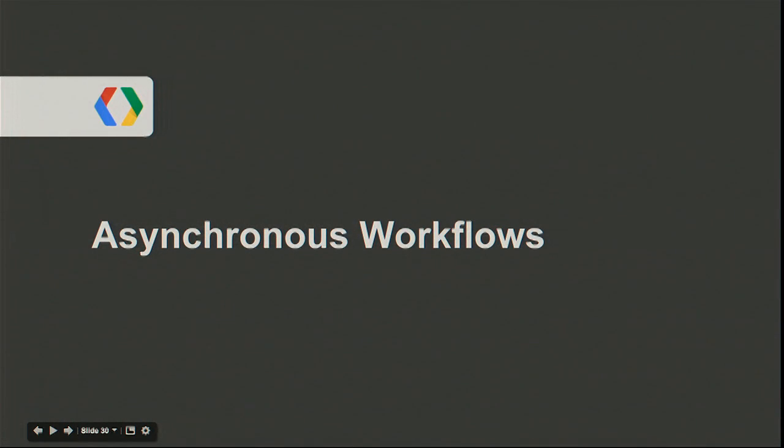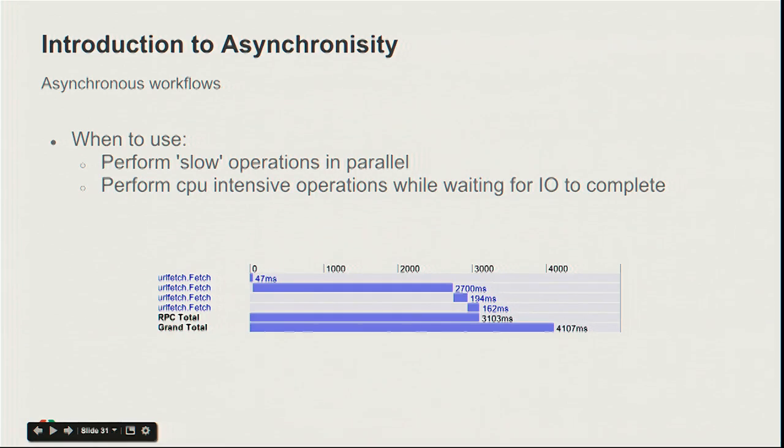I'll go on to using asynchronous workflows. So asynchronous workflows allow you to start an RPC and then continue doing work in your application. This allows you to do multiple slow operations in parallel, such as performing multiple URL fetches, as I've got here. It also allows you to perform CPU-intensive operations while waiting for the I/O to complete.